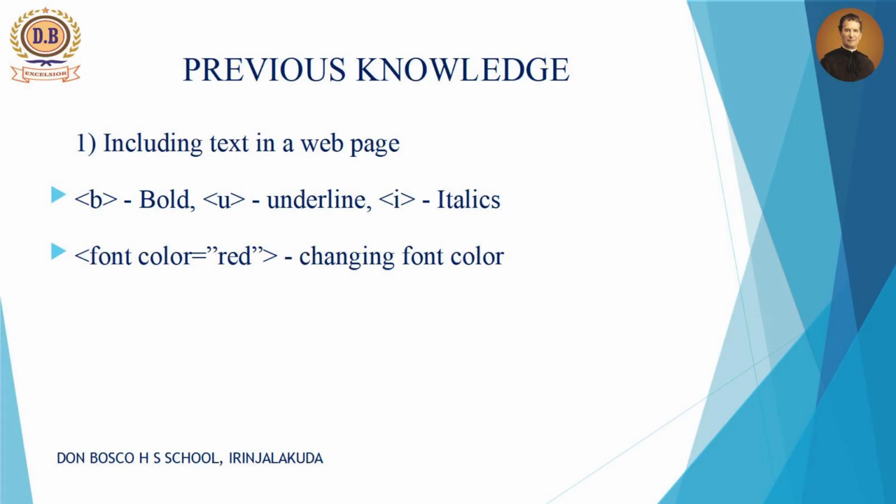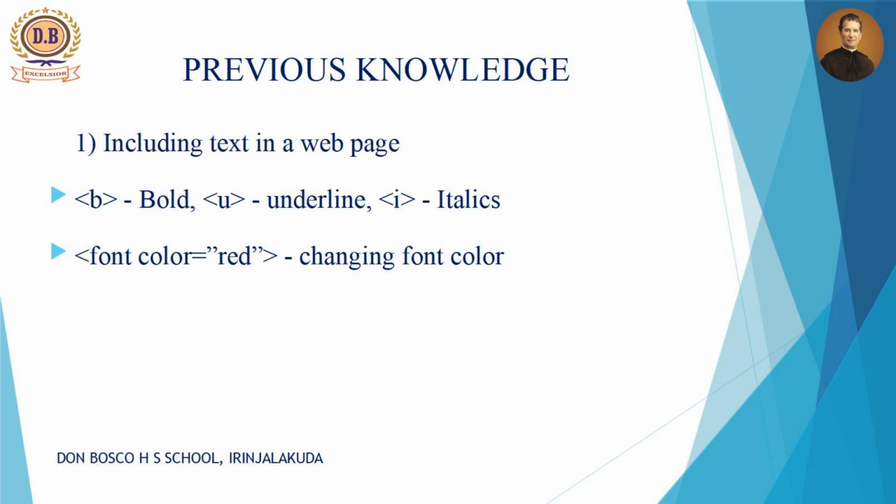previous class. We had discussed adding text in a web page. There we had discussed a lot of tags used for different purposes. One is bold, for which we use B, for making italics we use the I tag, for giving underline we use U, and for font color, font size and all we use the main tag called font, and we had to specify the property and value of the particular tag.